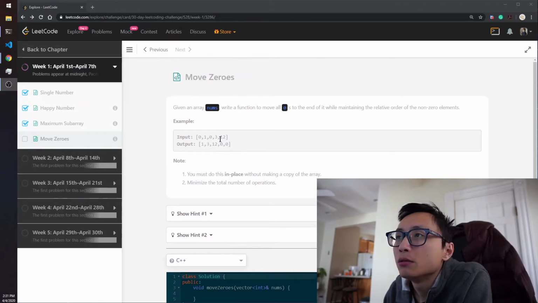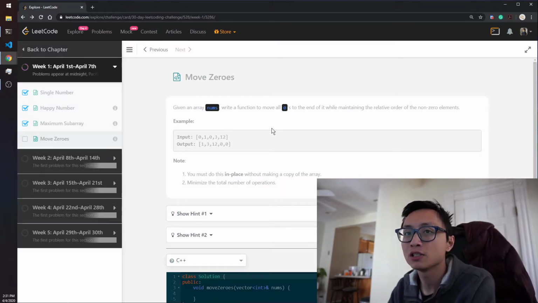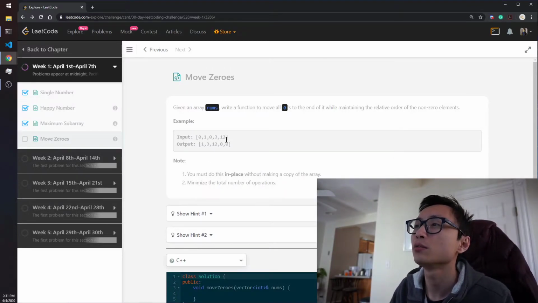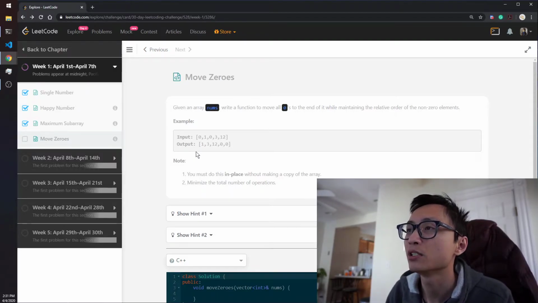Okay, so today's Saturday challenge question is move zeros. We have an array of numbers. We need to write a function to move all the zeros towards the end of it while at the same time maintaining the relative order of the non-zero elements. So the example we have is 0, 1, 0, 3, 12. We basically need to push the non-zero elements towards the left side of the array, so it becomes 1, 3, 12, 0, 0. And we need to solve this problem in place.